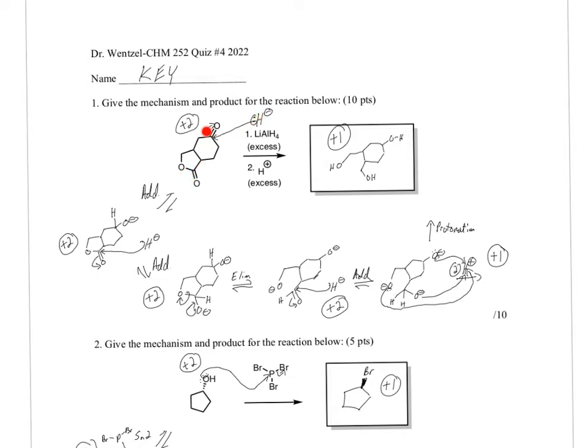H- reacts there, kicks up, makes a tetrahedral intermediate. There's no good leaving group. We're done. We keep the minus charge. We do not mix the steps. Do not mix the steps.